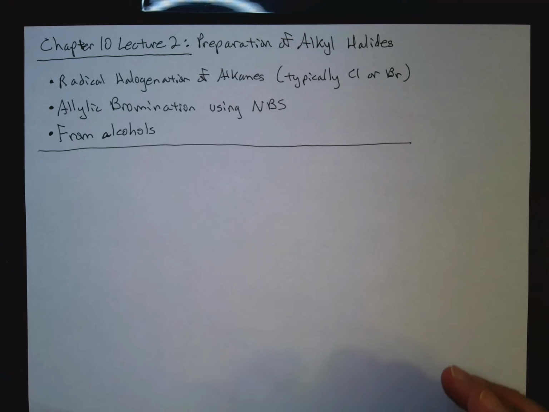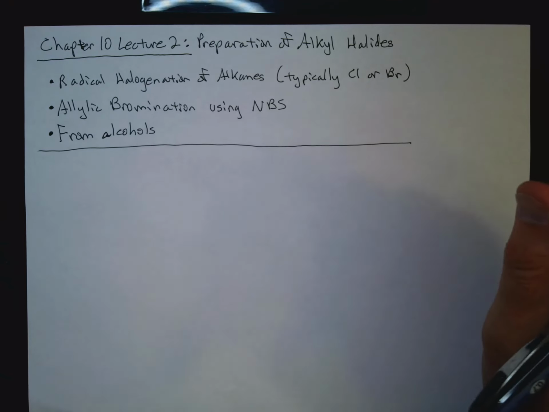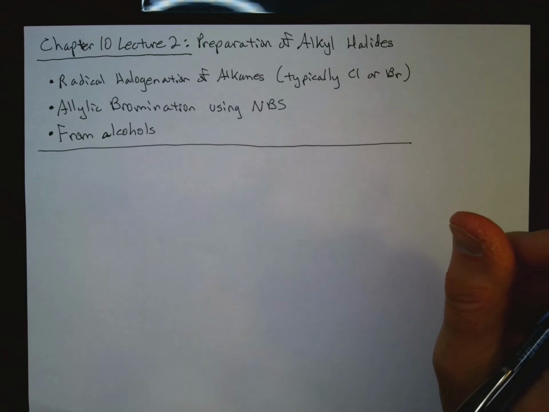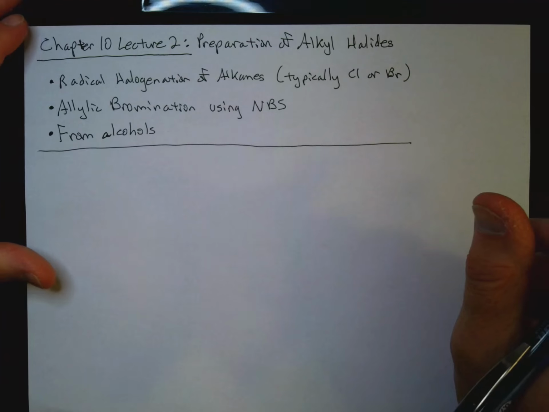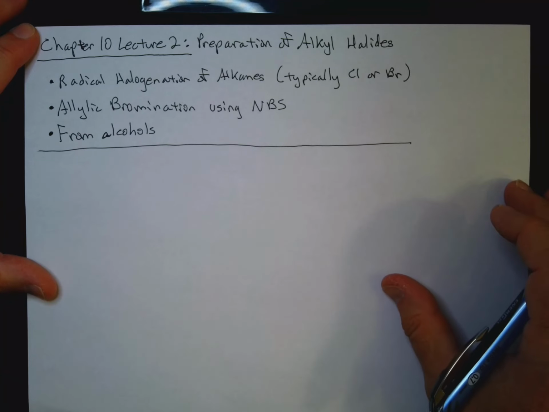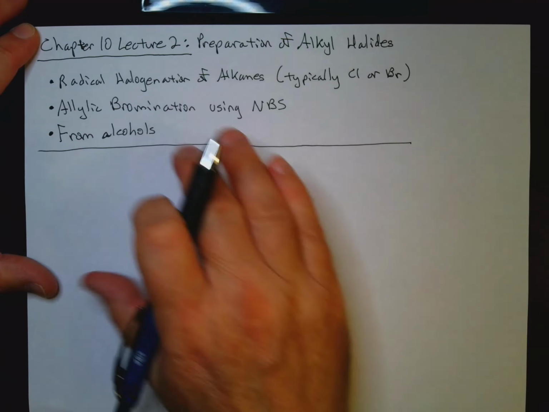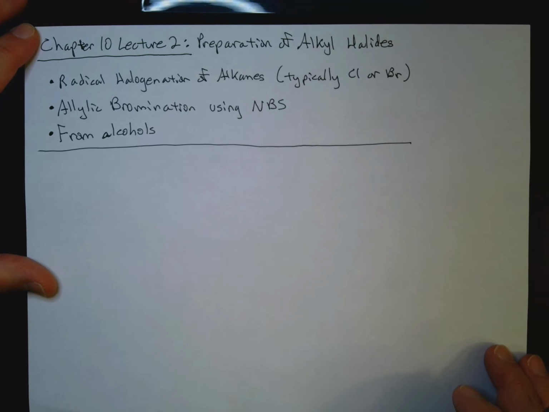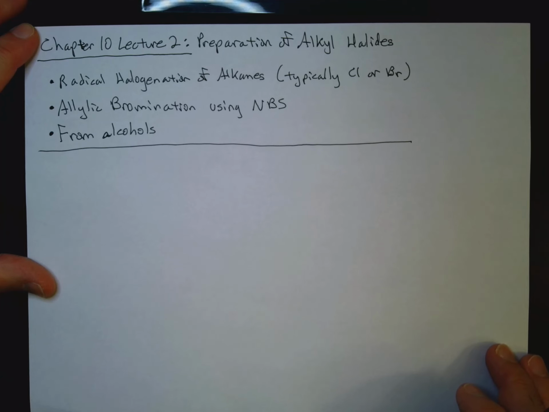When we get into chapter 11 in more detail, we'll look at substitution reactions, and if we use certain halogens as nucleophiles, we can do a substitution reaction to prepare our alkyl halides. Preparation from alcohols is a form of that.